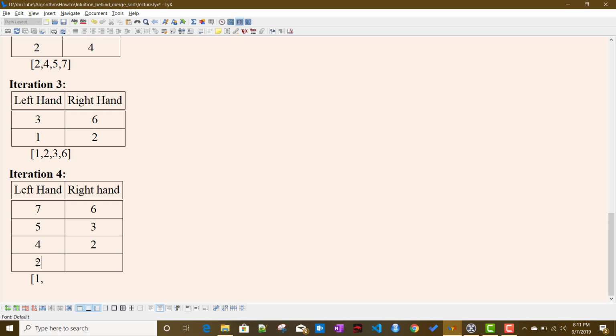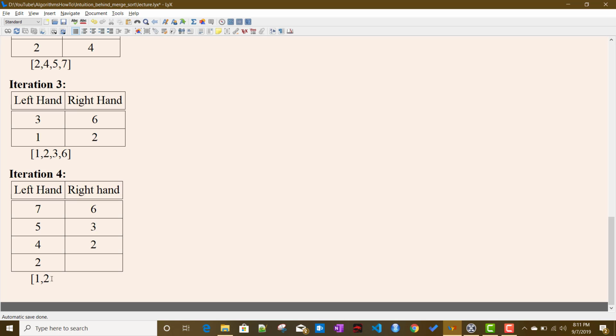So we still have 2 in our left hand. We will choose right hand, this 2 over here, right? Now as this is a tie case, we can write anything over here. I'll write this 2 guys, 2 over here.